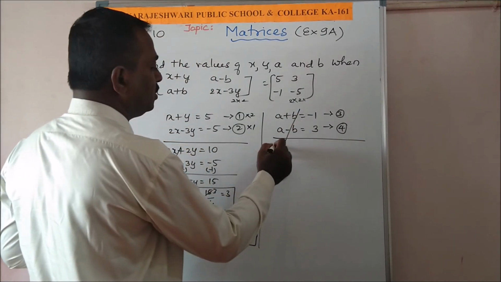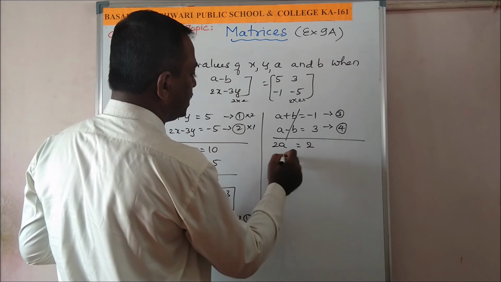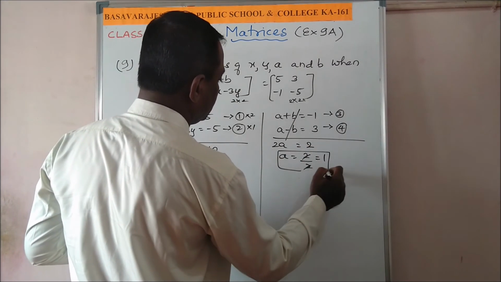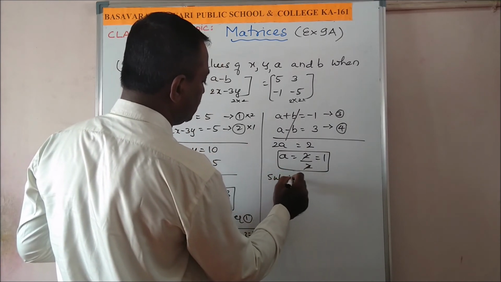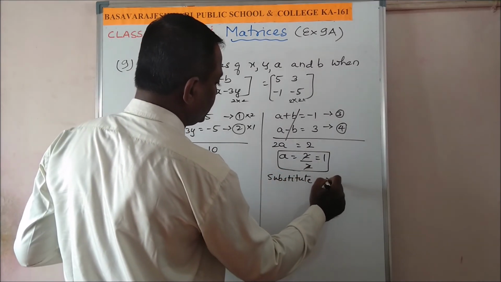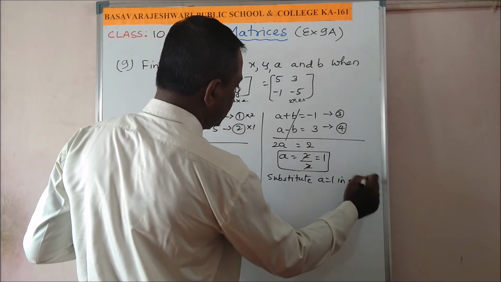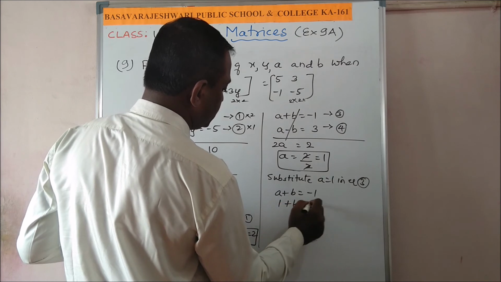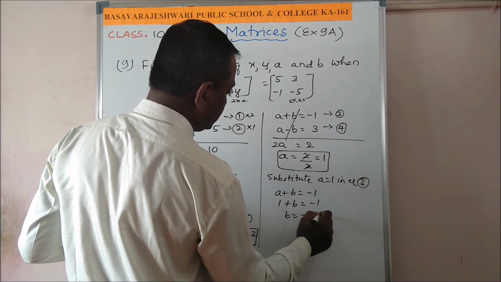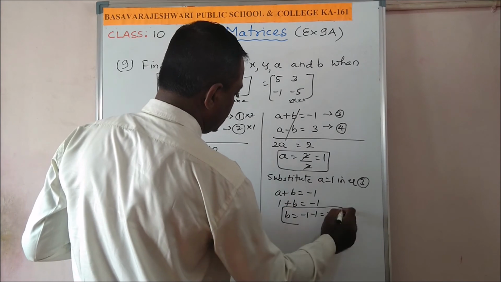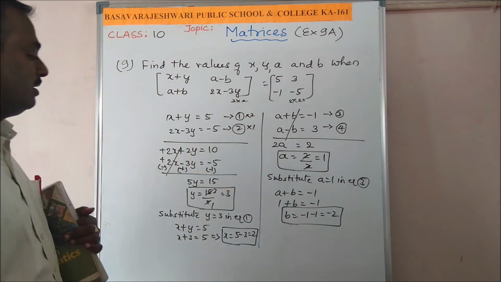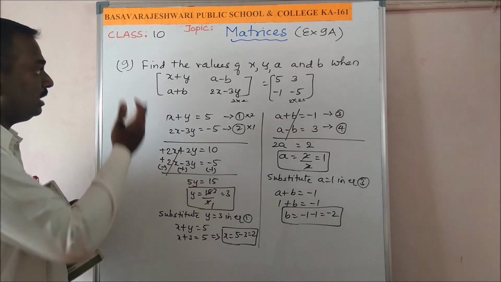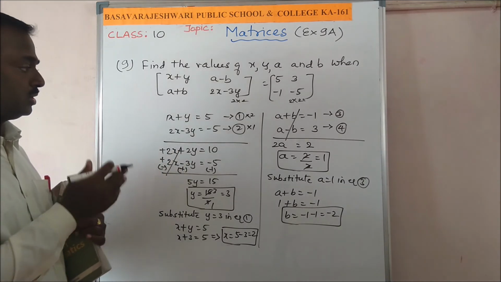Direct add. 2a is equal to 2, a is equal to 2 by 2, which is 1. Substitute a is equal to 1 in equation number 3. a plus b is equal to minus 1, 1 plus b is equal to minus 1, b is equal to minus 1 minus 1, which is minus 2. So the a value we got, b value we got, x value we got, and y value also. In this way we can do this sum. So note this.